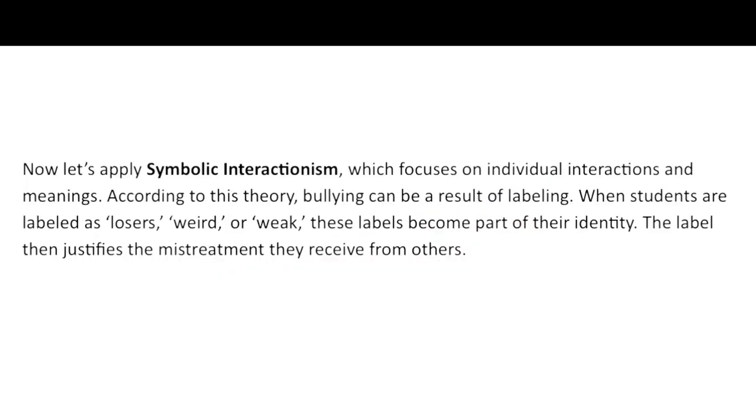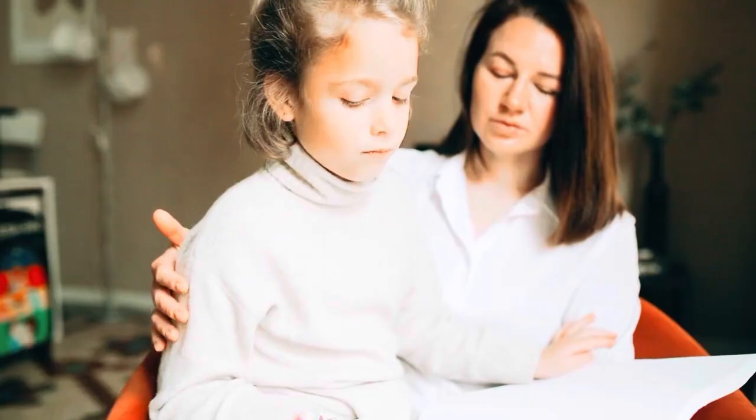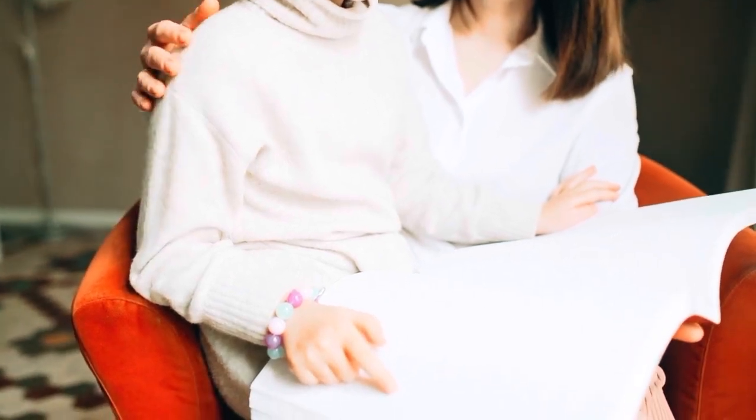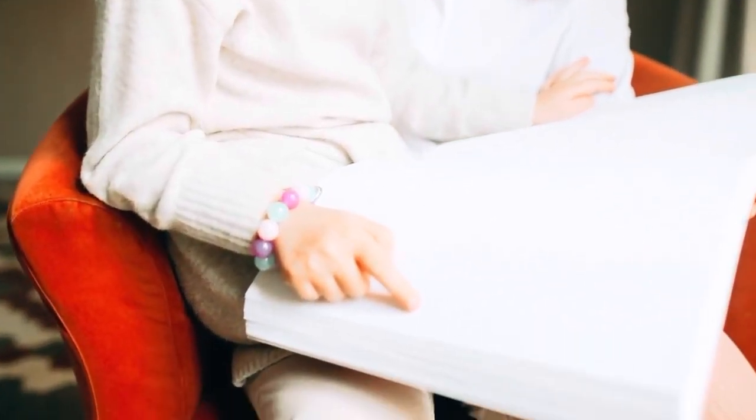Now let's apply symbolic interactionism, which focuses on individual interactions and meanings. According to this theory, bullying can be a result of labeling, when students are labeled as losers, weird, or weak. These labels become a part of their identity. The label then justifies the mistreatment they receive from other students or other people. Through repetition of these interactions, the labels become normalized and both the bully and the victim start to accept them as true. This shows how everyday interaction can reinforce inequality, and the victim feels the same as what the bully says.